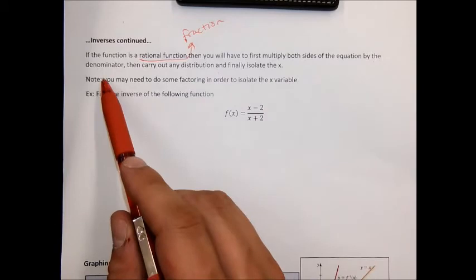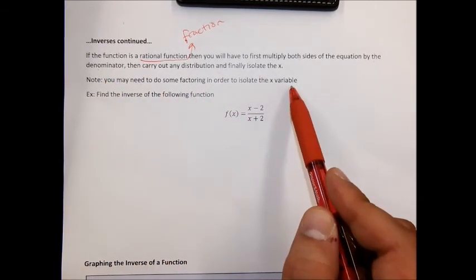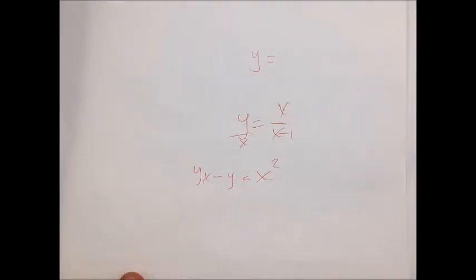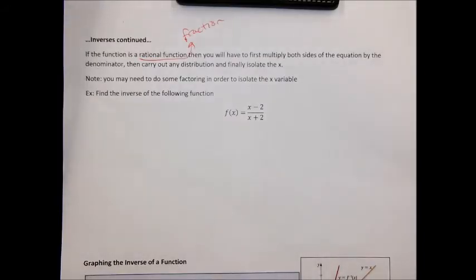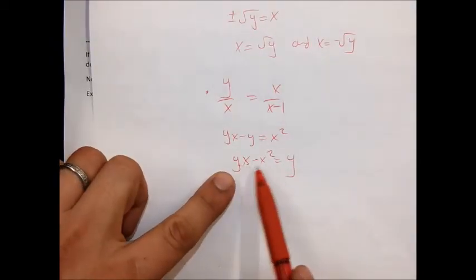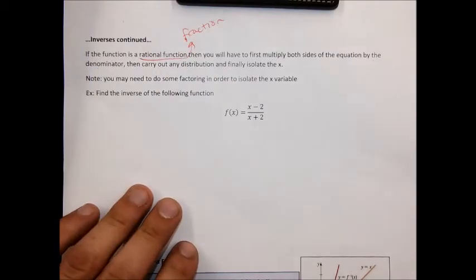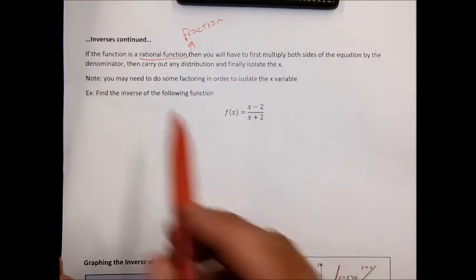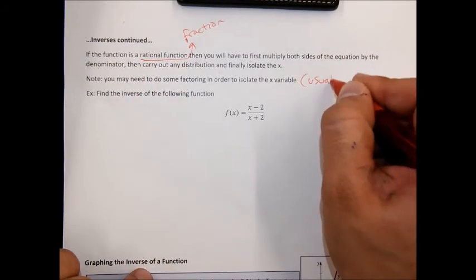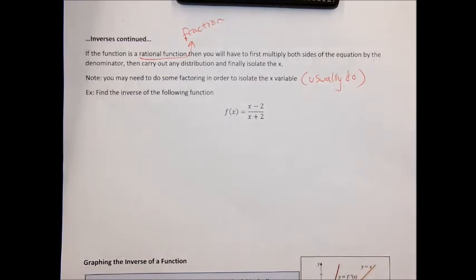And there's an important note here that says you may need to do some factoring in order to isolate the x variable. Like in that non-example, I really wanted to factor this out, but I wasn't able to. So that's what tripped me up on this one. But usually you are able to do that. I wrote you may need to do this, but I'm going to say you almost always need to do that. You'll see that in this example.